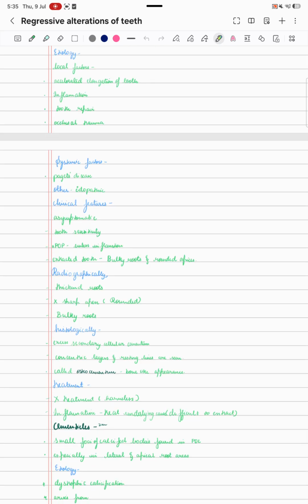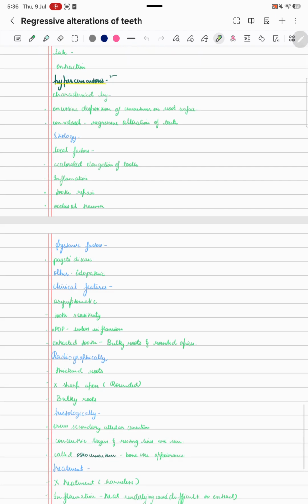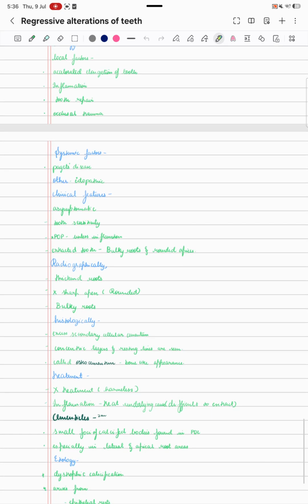Some could be idiopathic. Clinical features: it is usually asymptomatic. Pain on percussion is not felt unless inflammation is seen. Then next is the extracted tooth.